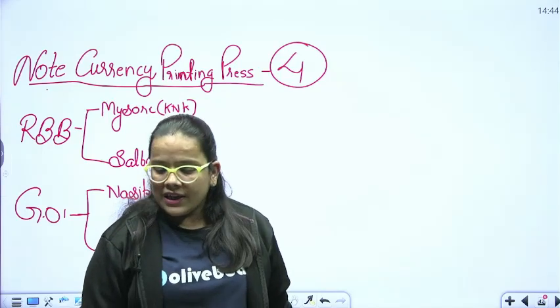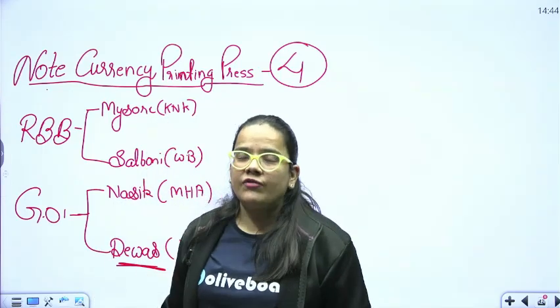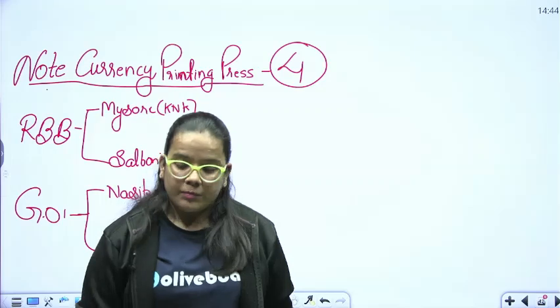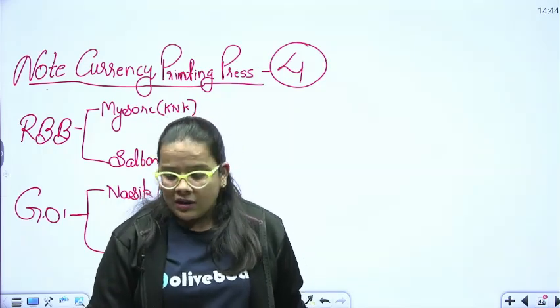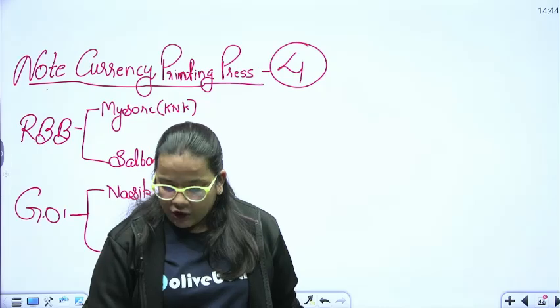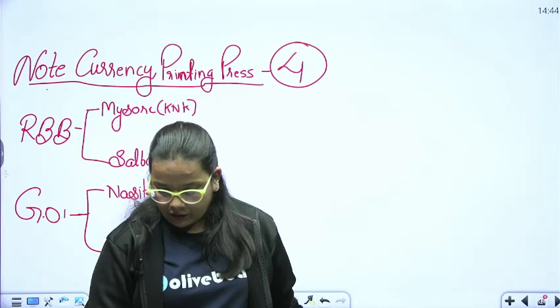Now, these are majorly, as we have seen, the note printing presses, but still the government of India also has some minting facilities, right? So now let's talk about the minting part.